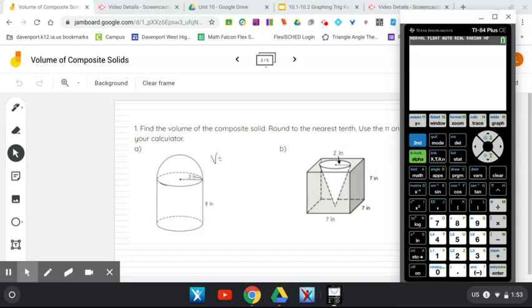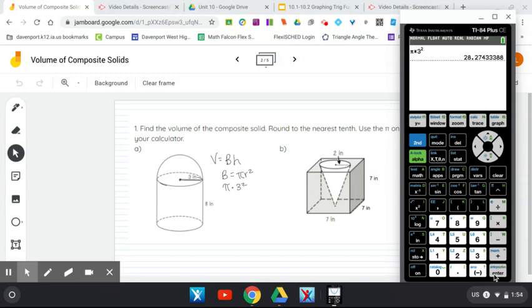The volume of the cylinder is the area of the base times the height, where the base is a circle, so you do pi r squared. This cylinder has a circular base with a radius of 3, so we'll do pi times 3 squared. Let's go into the calculator and type that in. Second caret key gives me pi times 3 squared.